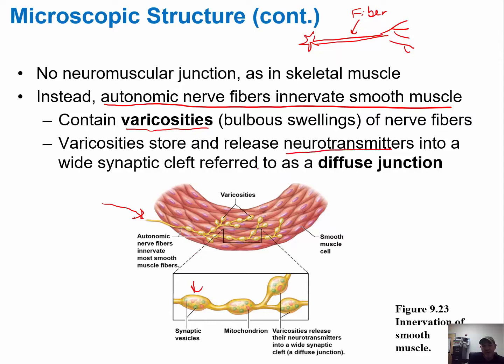And so instead of calling it a neuromuscular junction, when these varicosities attach to the smooth muscles, they're attached in areas called diffuse junctions. So instead of a neuromuscular junction, it's a diffuse junction, and that would be where your neurotransmitters are released. If we zoom in right here to one of these varicosities, you can see the synaptic vesicles that contain the neurotransmitters.